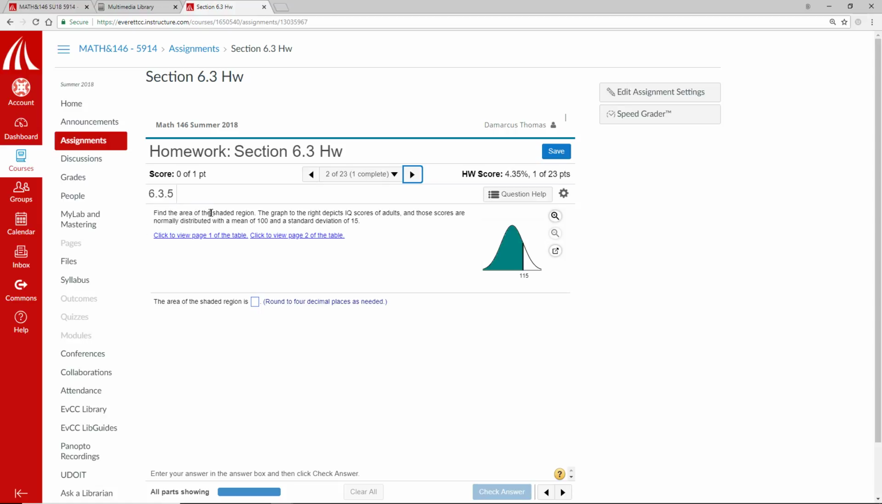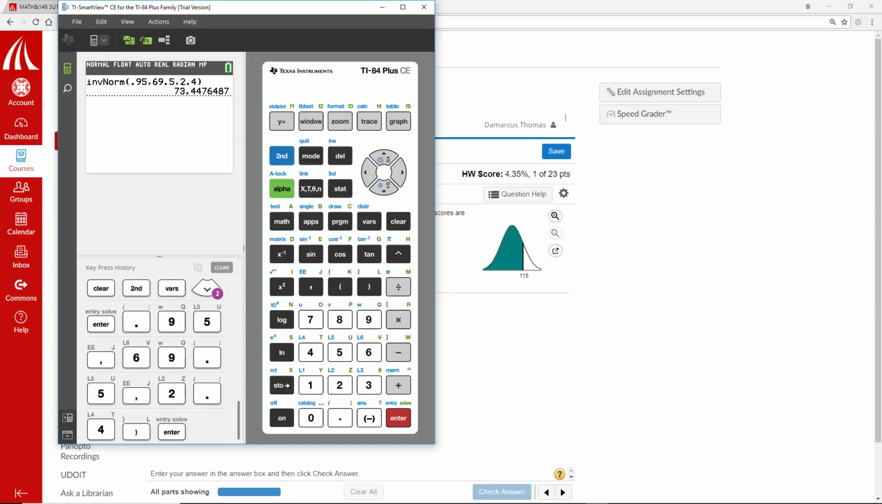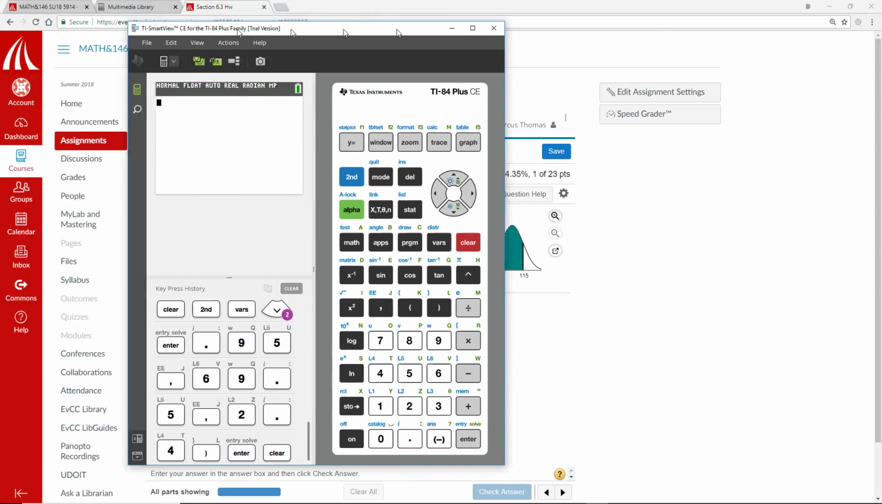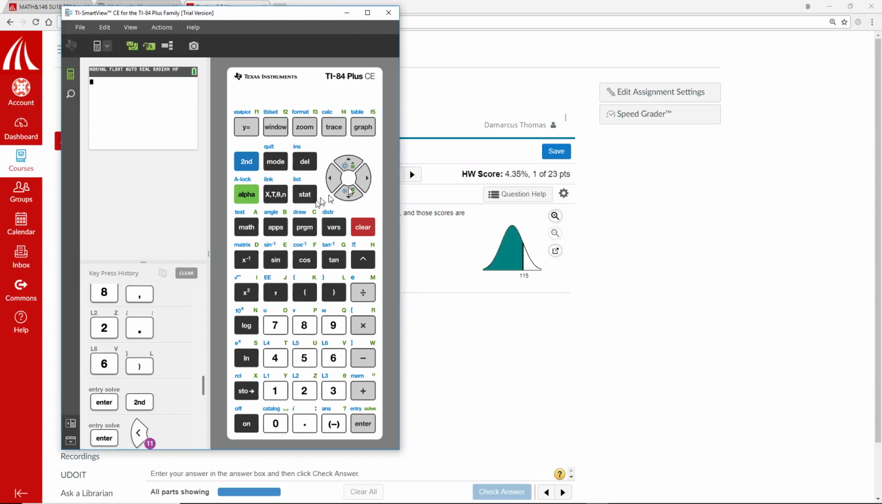Find the area of the shaded region. The graph to the right depicts IQ scores of adults, and those scores are normally distributed with a mean of 100, standard deviation 15. And we know that the x value is starting at 115 and everything down, so the lower bound is not there. So what we'll do is pull up our calculator and we'll do this problem.